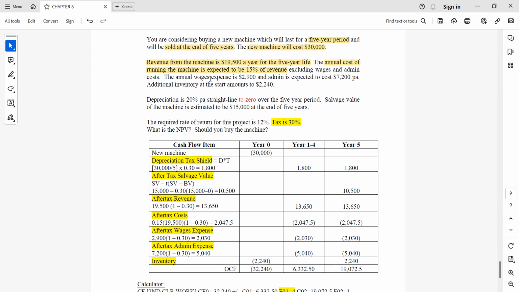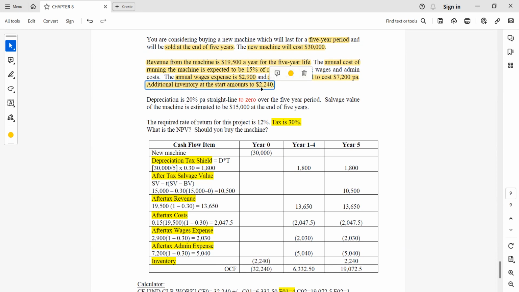The annual wages expense is 2009. Okay, this annual wage expense. And admin cost is this amount per annum. Per annum means every year. Additional inventory at the start amount is 2240. Now, additional inventory, this amount. Can you tell me what value is this? This is something that you will spend in the beginning, but at the end recoup back in the year 5.